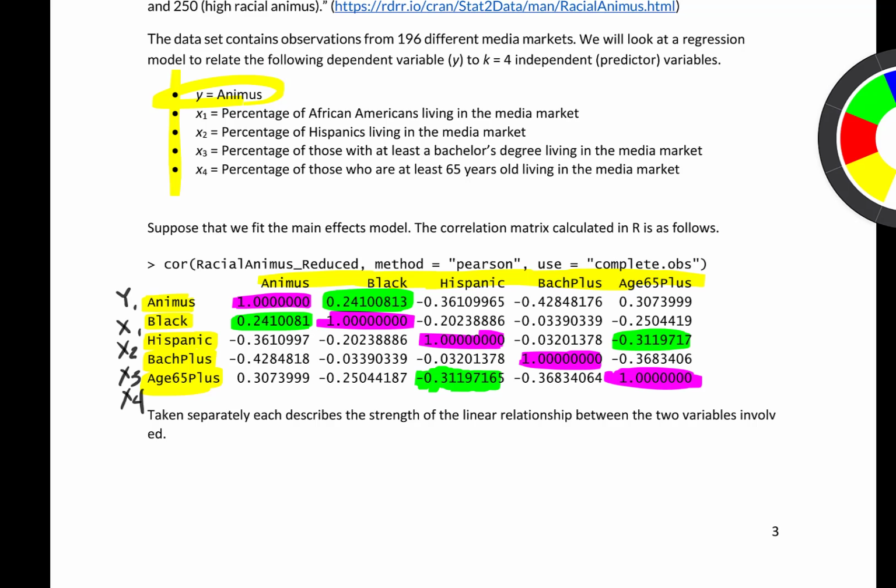And we see that that is the opposite if we look for Black and animus. The higher the percentage of African Americans living in the media market, we actually expect to see a higher animus score. So here we have a positive correlation, whereas when we looked at Hispanic and animus together, we actually end up with a negative correlation.